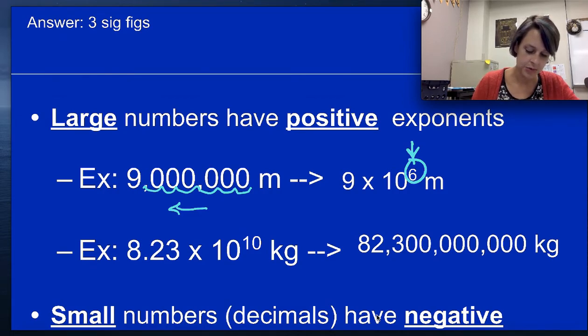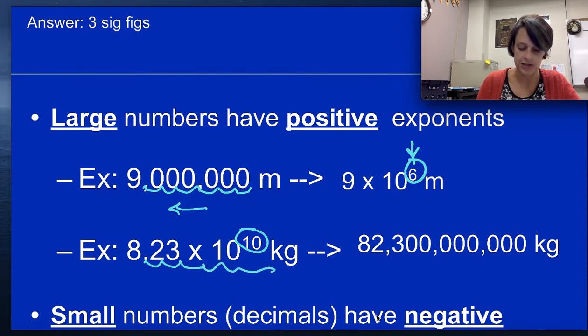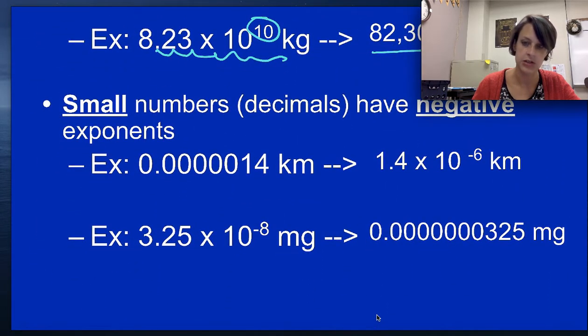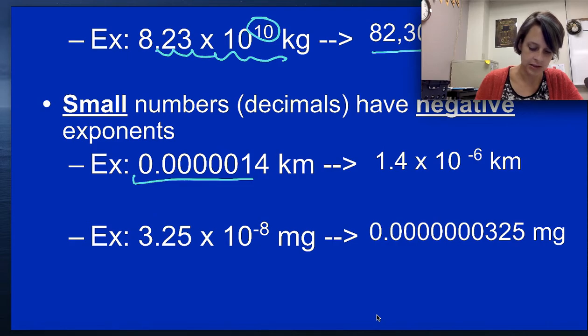For my second example, I've got 8.23 times 10 to the 10th. Automatically, I already know this positive 10 means this is a huge number. If I needed to actually move it into standard notation, I'm going to take my decimal and walk it this way 10 times, and I end up with this gigantic number. So positive goes with really big numbers. Negative exponents go with really small numbers. So if I calculate this measurement here, that's a tiny number, right? So when I am moving my decimal to put it into scientific notation, I'm going this direction.